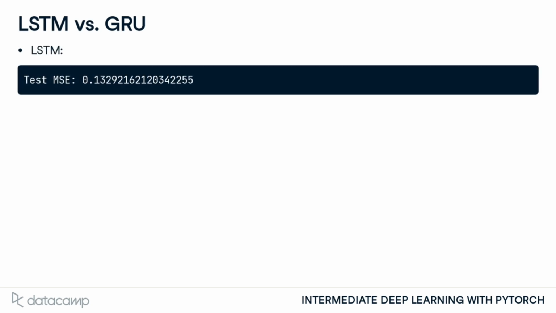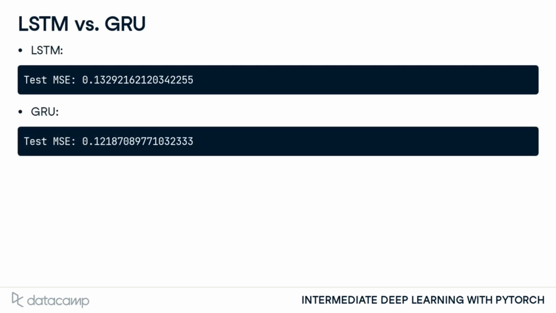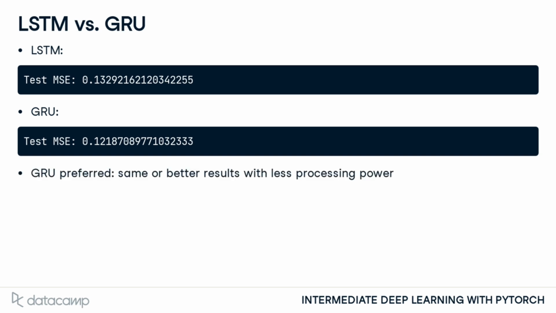Here's our LSTM's test mean-squared error again. Let's see how it compares to a GRU network. It seems that for our electricity consumption dataset, with the task defined as predicting the next value based on the previous 24 hours of data, both models perform similarly, with GRU achieving even a slightly lower error. In this case, GRU might be preferred as it achieves the same or better results while requiring less processing power.